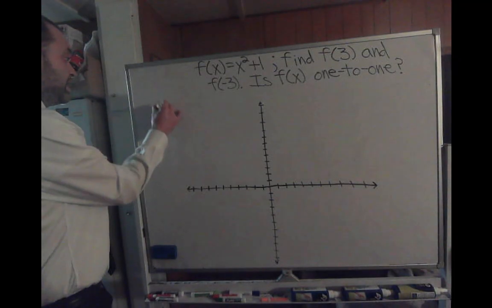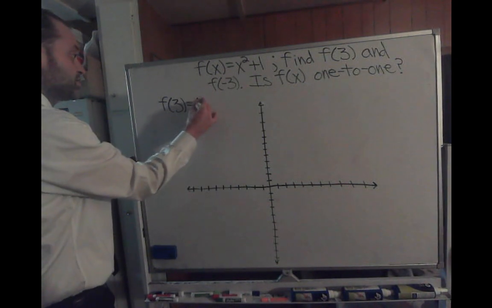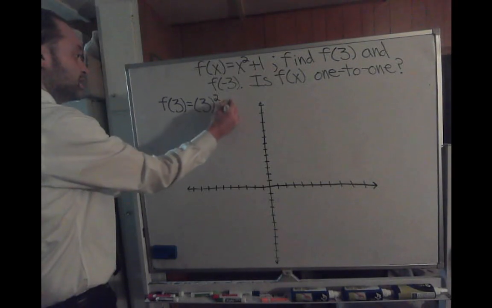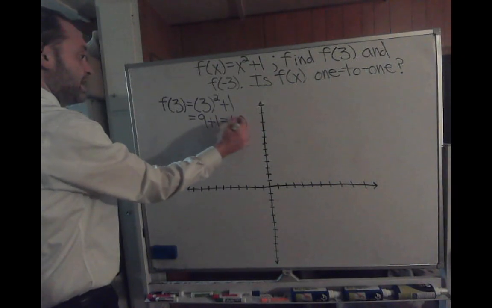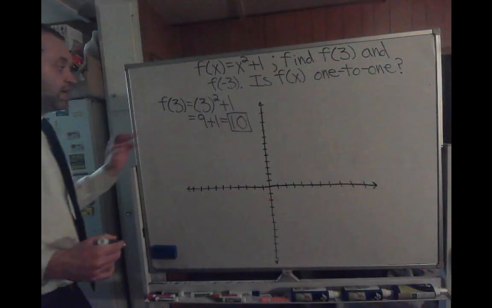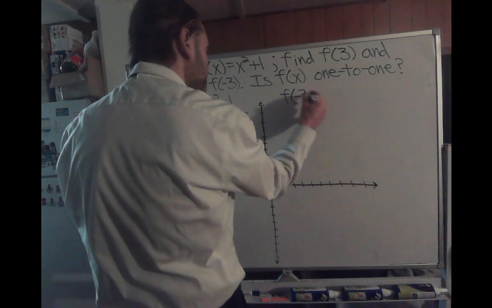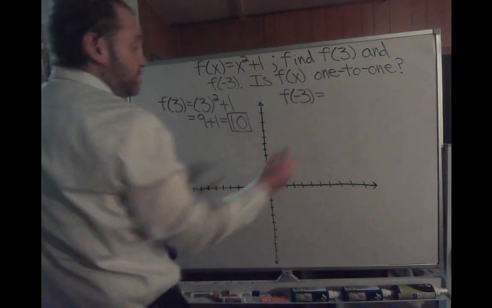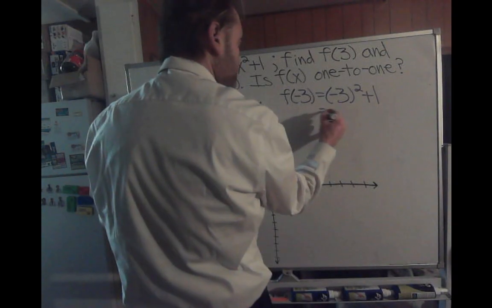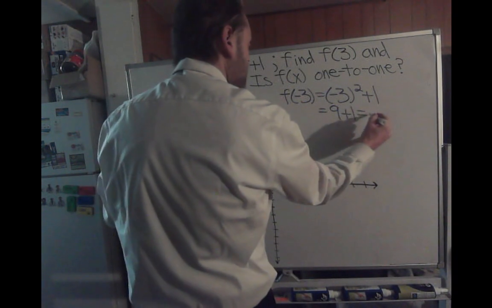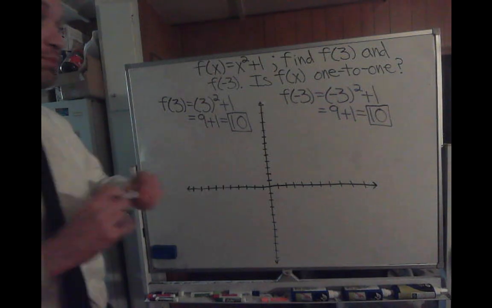So f of 3, of course, we put that in for where the x is, that would give us 3 squared plus 1, which would give us 9 plus 1, which would give us a value of 10. So f of 3 equals 10. Now let's find f of negative 3. Well, that's going to give you negative 3 to the second power plus 1, which would still give you 9 plus 1. Well, coincidentally, f of negative 3 also equals 10.